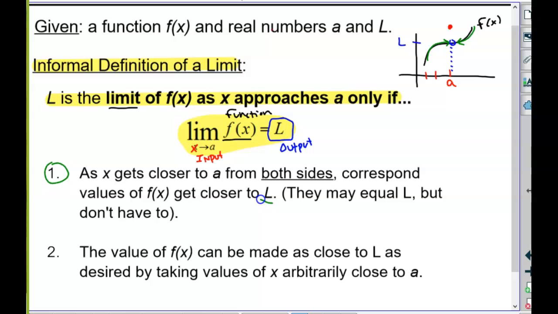Now, how do we evaluate this? Well, if I get closer and closer to a from both sides, that's going to get me closer and closer to this output, L. So let's actually dive into this a little bit more.